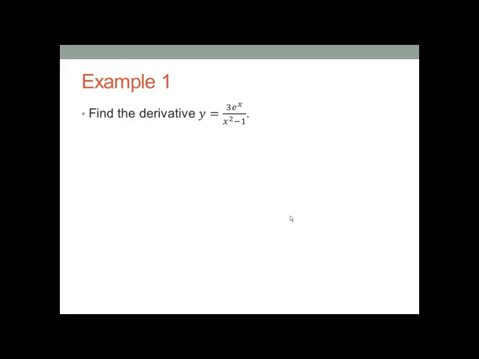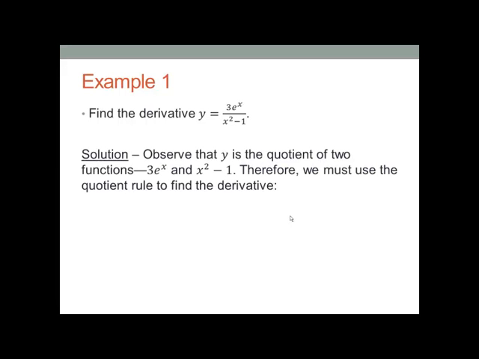Example 1, we're asked to find the derivative of y equals 3e to the x divided by x squared minus 1. First, observe that y is the quotient of two functions, 3e to the x and x squared minus 1. Therefore, we must use the quotient rule to find the derivative. Applying the quotient rule formula, y prime is equal to the bottom function, x squared minus 1, times the derivative of the function on the top, 3e to the x, minus the function on top, 3e to the x, times the derivative of the one on the bottom, x squared minus 1, all divided by the bottom function squared.